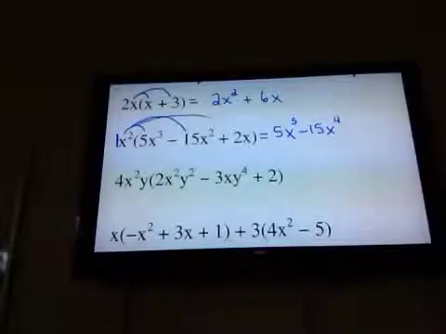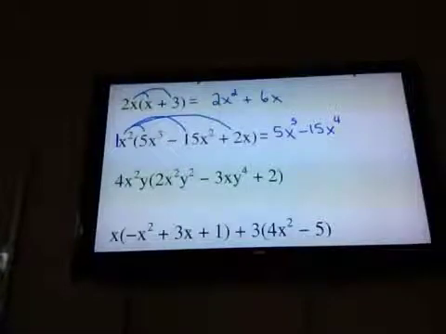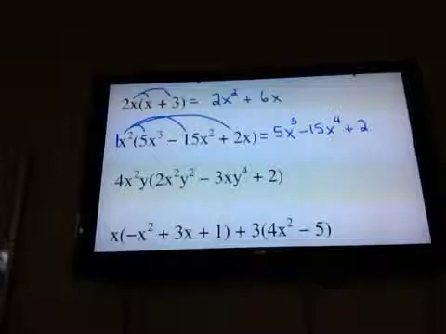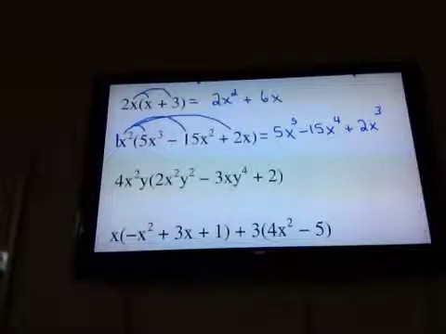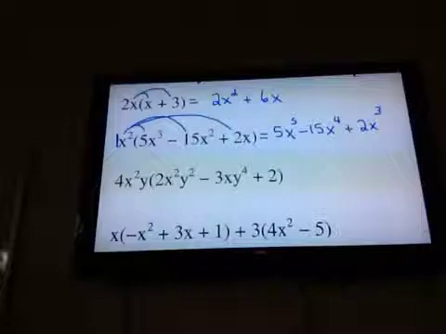And then lastly, 1x squared times positive 2x. 1 times 2 is 2. And then on my powers, add those, 2 plus an understood 1 is 3. Those are all different, so you're done. You can't go any further.